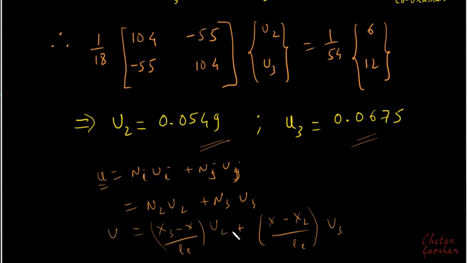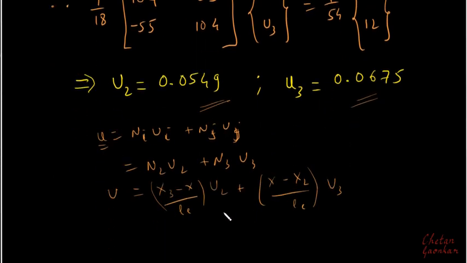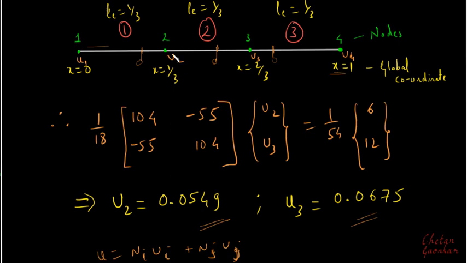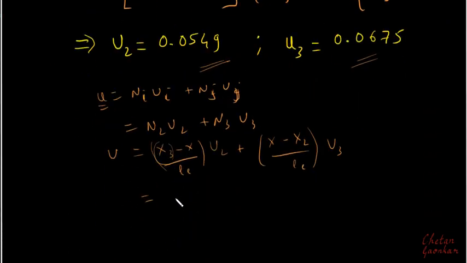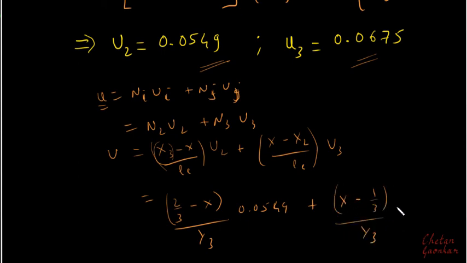I already know the values of u2 and u3 which I have found, and I also know the coordinates x2 and x3. x2 is 1 by 3, x3 is 2 by 3. So this is (2 by 3 minus x) divided by le, which is 1/3, times u2, which we have found to be 0.0549. And then this will be (x minus x2, which is 1/3) divided by le, which is 1 by 3, times u3, which is 0.0675.